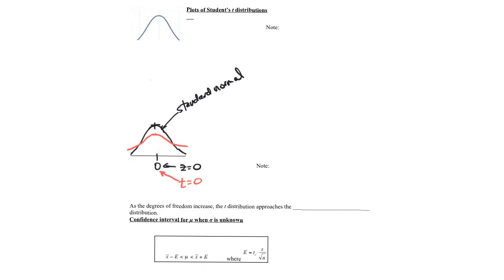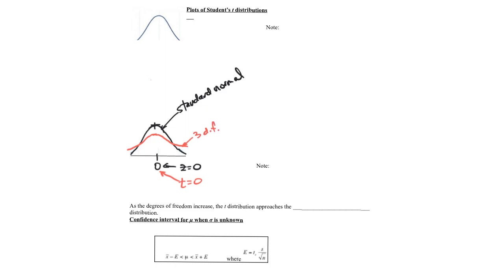See how there's more area underneath the tails? There's more probability out here, where standard normal cuts to the horizontal axis pretty quickly. Student's t is not so much. There's more probability out here in the tails. So this one would be like maybe 3 degrees of freedom.